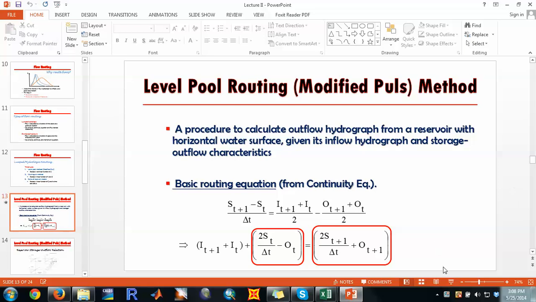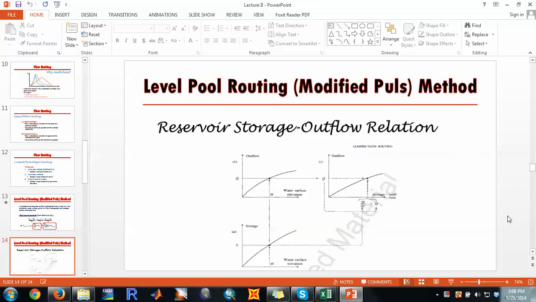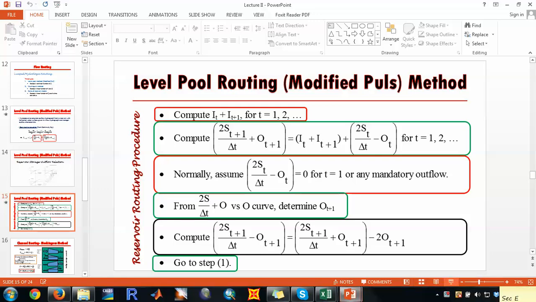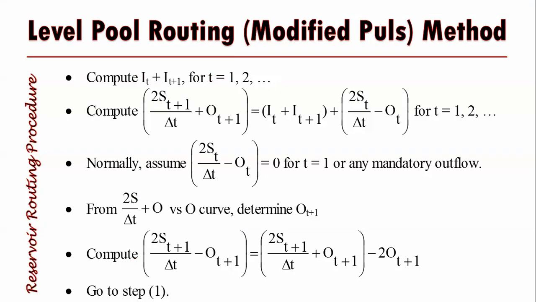So this is the general continuity equation for the reservoir routing, and the procedure we use to do the reservoir routing. The first step in level pool routing is to find the average inflow values. Okay, you have to calculate your average inflows. The inflow data at the inlet into the reservoir should be available, should be gauge data, and then from that data, depending on the time steps, you can do the average.